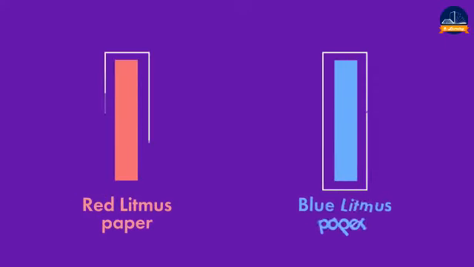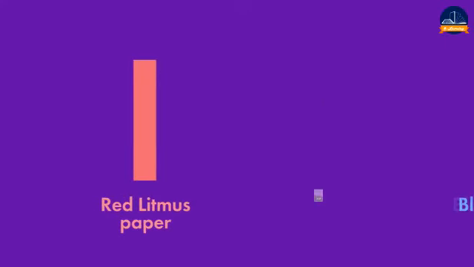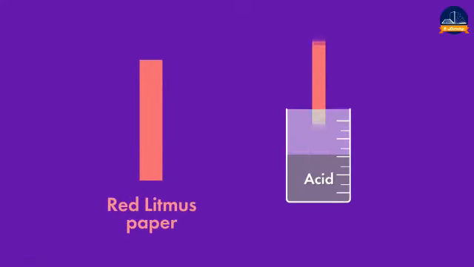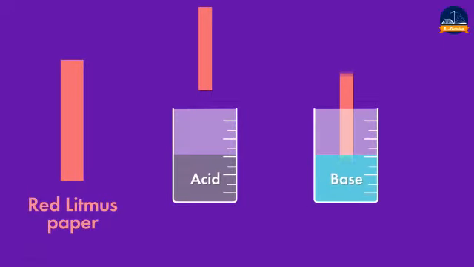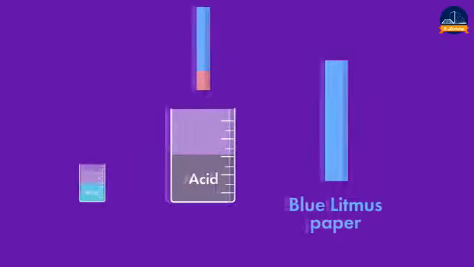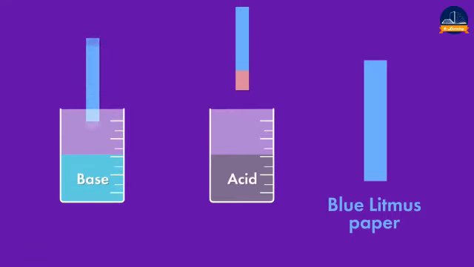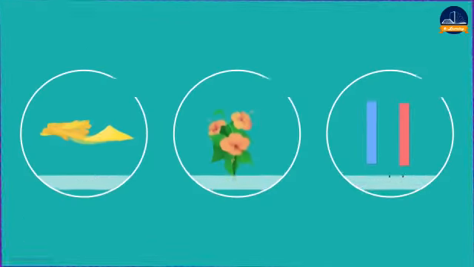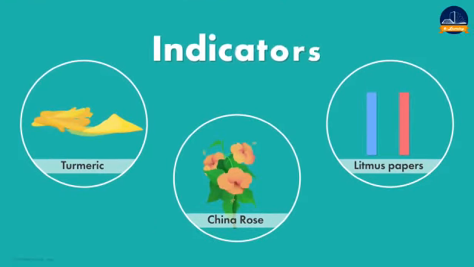Two colors of litmus paper are usually available: red litmus paper and blue litmus paper. The red litmus paper, when it comes in contact with an acid, displays no color change but turns blue in the presence of a base. In contrast to this, the blue litmus paper turns red in contact with acid while it remains unchanged in basic solution. So today we studied all about these indicators that help us in detecting the acidic and basic nature of solutions.